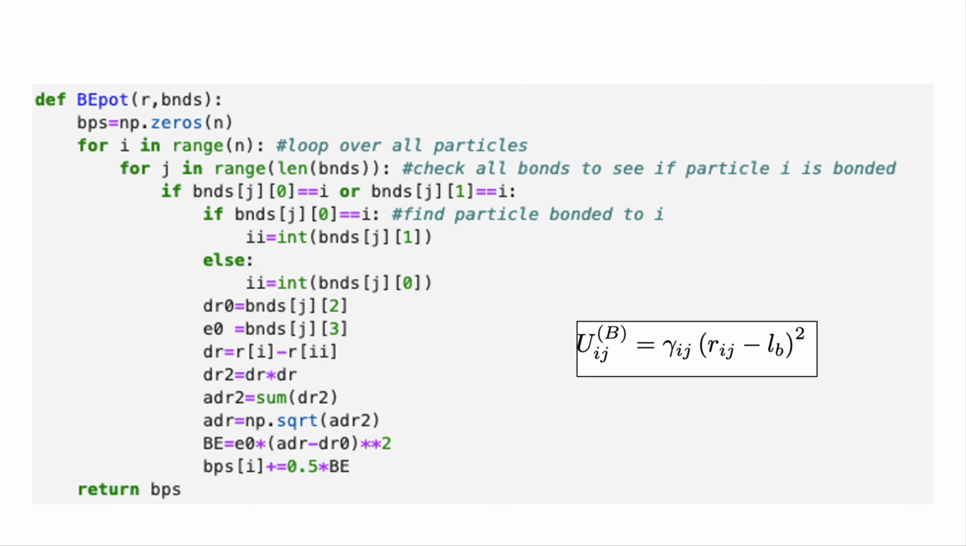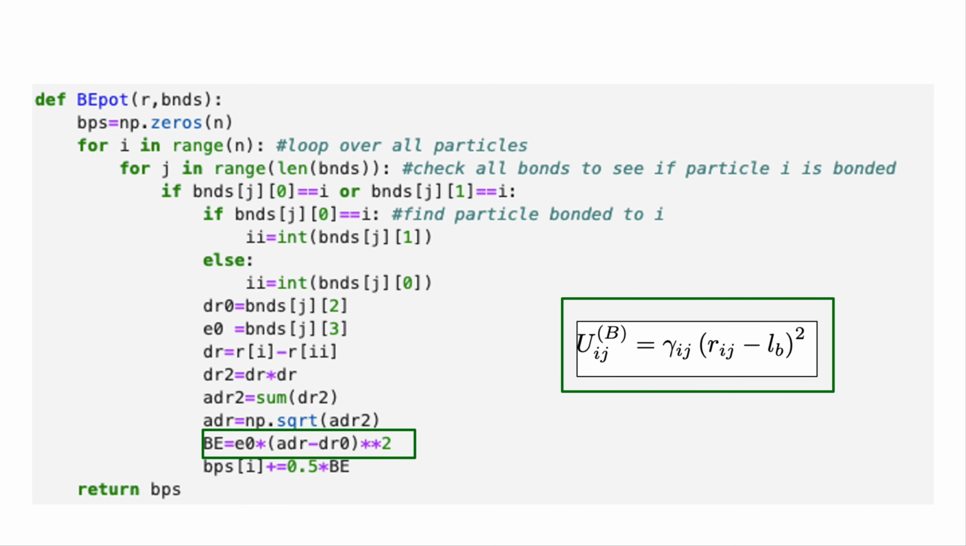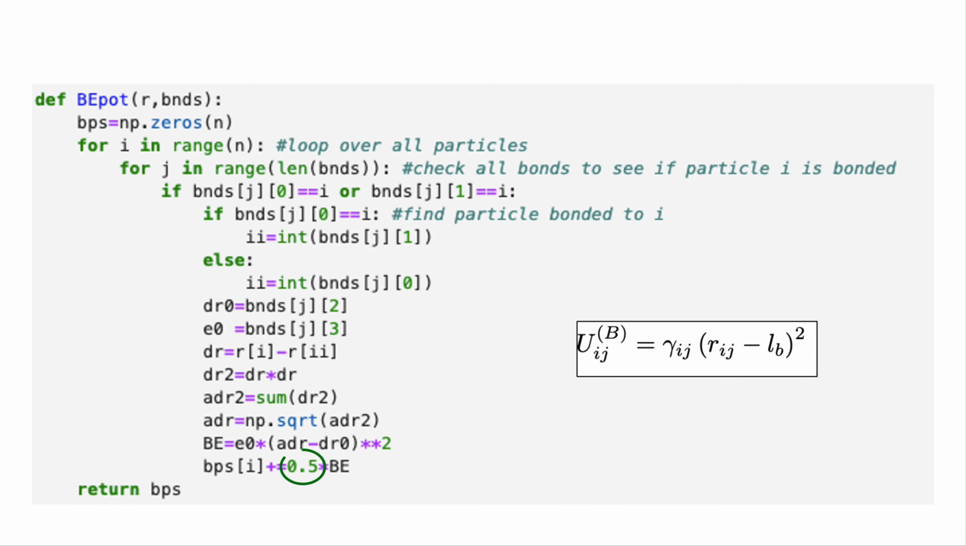Calculating the bond energy is done like this. I loop over all particles, I, and for each particle loop over all bonds, labeled J, and see if the particle I is in any of these bonds. The bond parameters are assigned to variables, just to make it nice to look at. Next, I find the distance between particle I and the particle it's bonded to. Then just plug this into the bond energy equation. Note the half here due to double counting the bonds. I could have done this more efficiently.